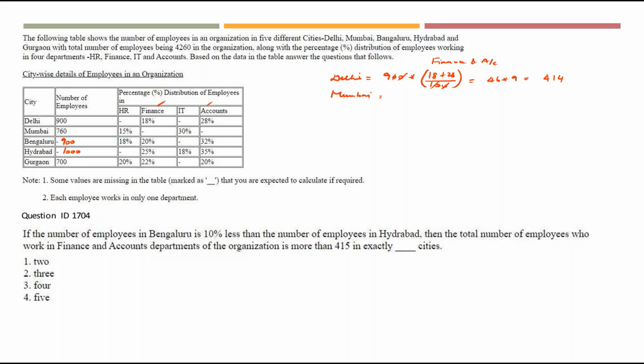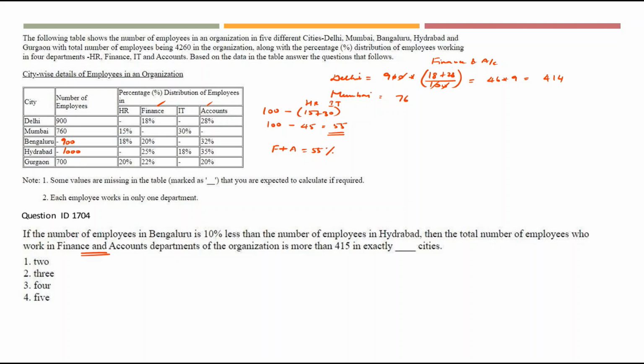Then we have Mumbai, we need finance and accounts, but both are empty here. To find the sum of finance and accounts, what we can do is 100 minus 15 plus 30. This is HR and this is IT. 100 minus 45 will give 55. This 55 will be the percentage for both finance and accounts together. I need not find finance separately and accounts separately because they are asking those who work in both the departments. And we know one employee works only in one department. So this 55% is more than enough.